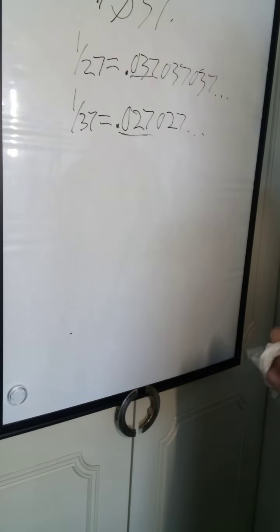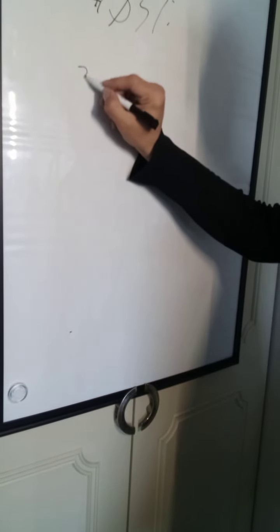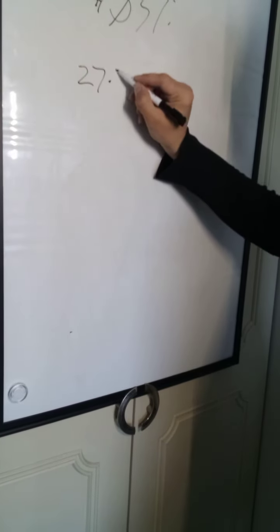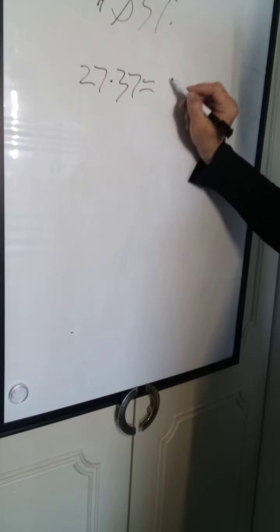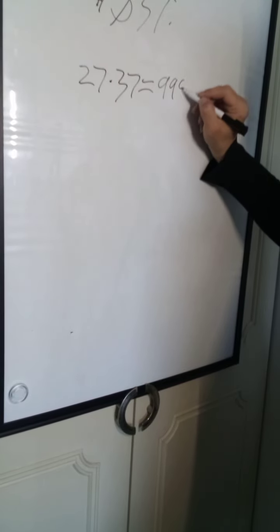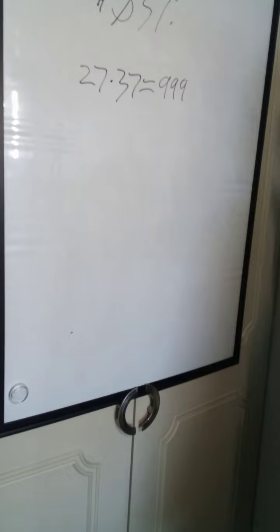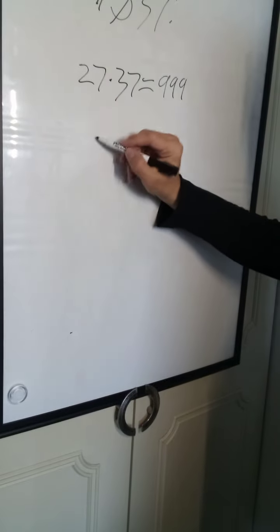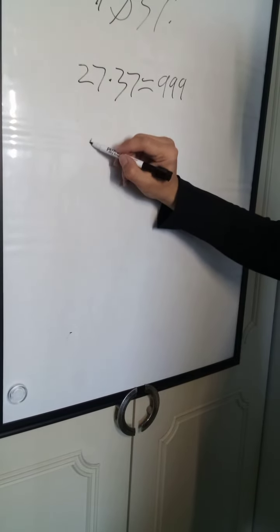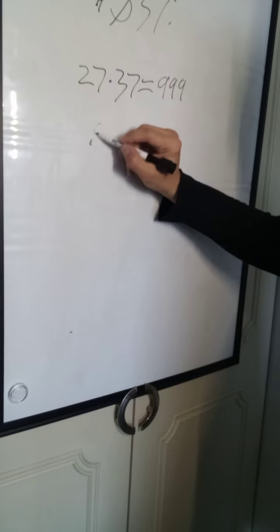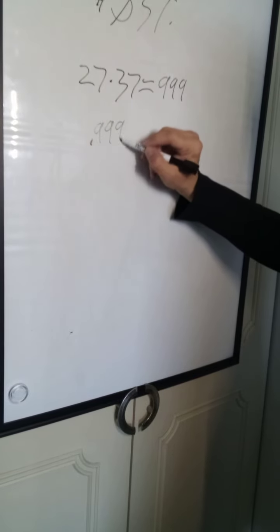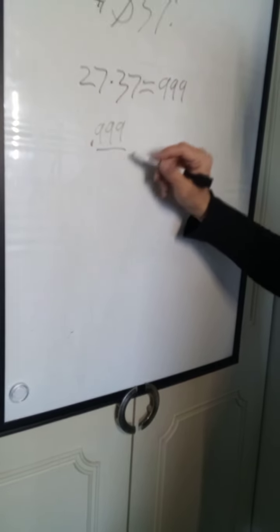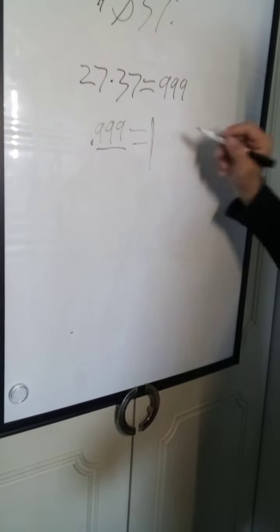So why is that? That is because 27 times 37 is equal to 999. And since that's the case, you multiply those together, either which way, you'll end up in an infinite sequence of 9s, which ends up being equal to 1.